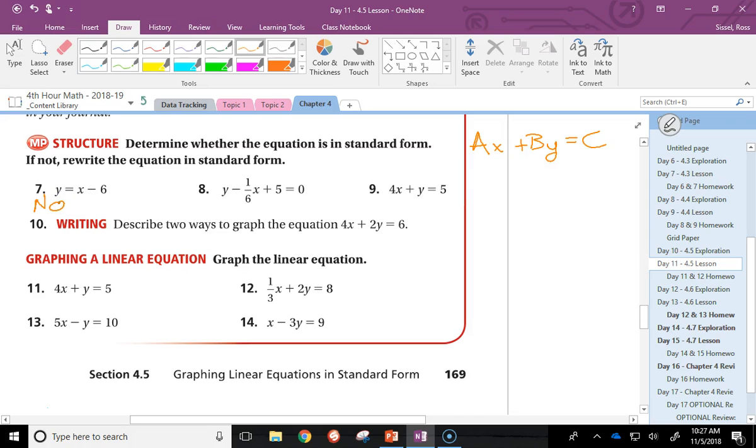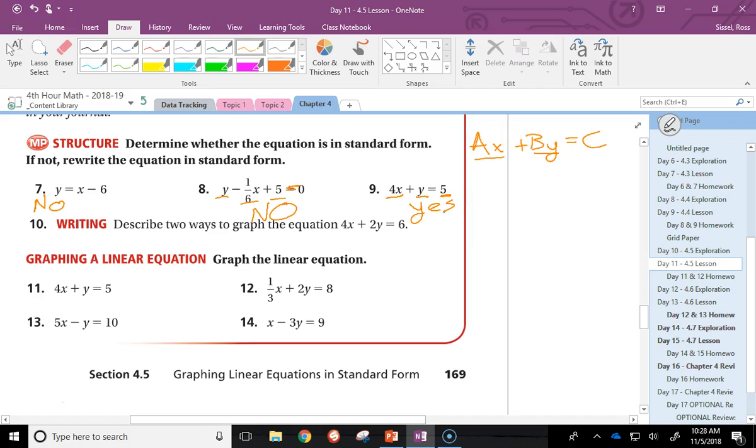Is this in standard form, Ax plus By equals C? I'd have to rewrite. Well, I know we're supposed to rewrite, we're just seeing if you know this. No, they have y, x, and a constant all on the same side of the equal sign. So, no. Number 9, 4x plus y equals 5. Yes. Ax, 4x. By, just 1y, equals a constant. Yes.